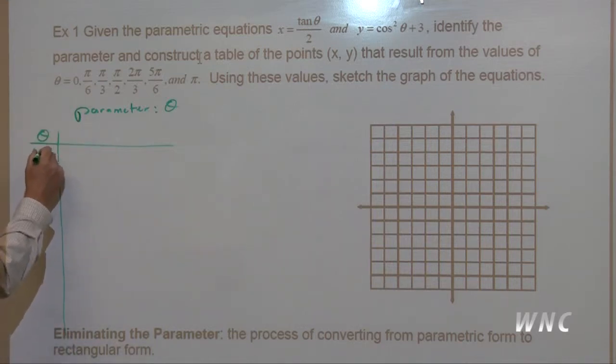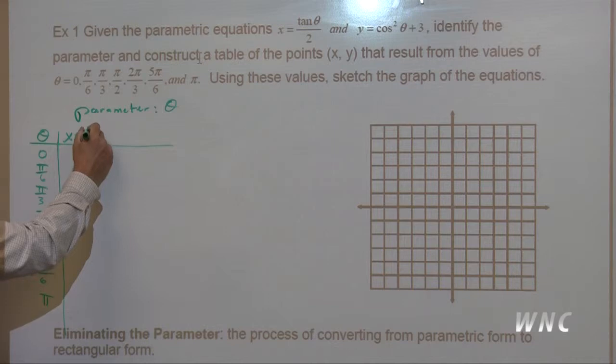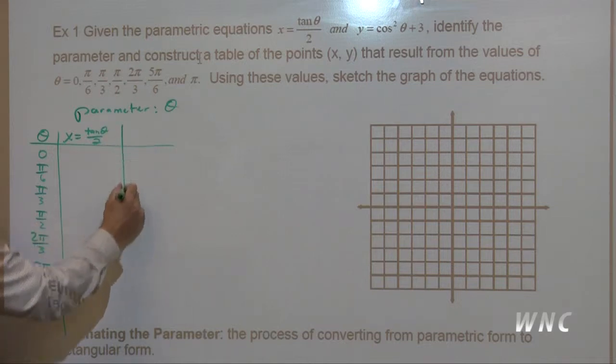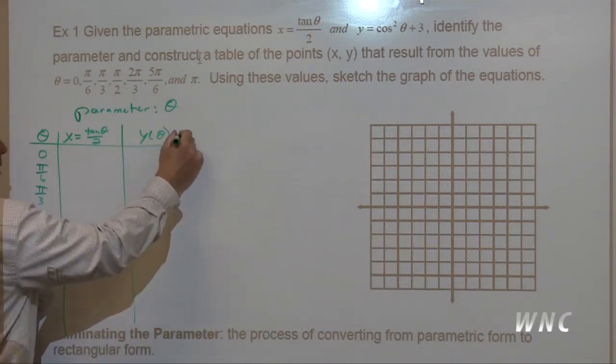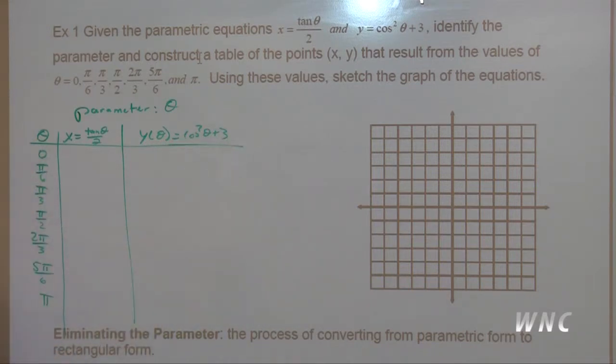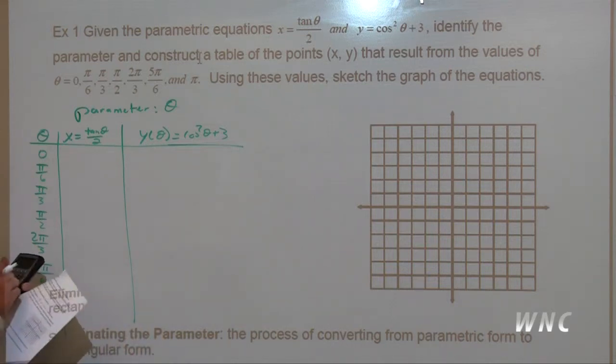It says to go with 0, pi over 6, pi over 3, pi over 2, 2 pi over 3, 5 pi over 6, and pi. Then we're going to have x equals tangent theta over 2. I should have said x of theta. And then y of theta is going to be cosine squared theta plus 3. So I made a table in my calculator for these values. Go ahead and get the decimals here.